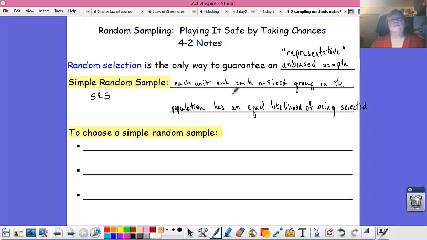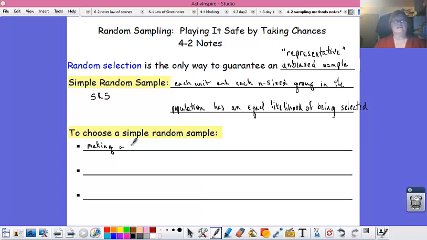But if I changed my selection method and said, okay, I'm going to pick just 5 people from each classroom, then folks, each person still has an equal likelihood of being selected. However, each group of people does not, because if I'm only picking 5 from a classroom, then there are groups of 10 people, say, that cannot be selected because I've limited what I'm doing. Each unit and each group has to have an equal likelihood of being selected, and that is a true simple random sample.